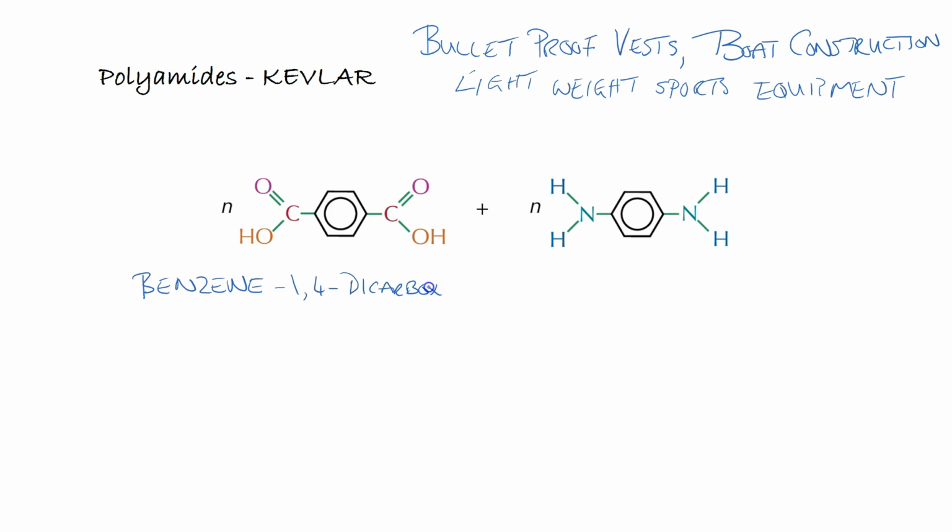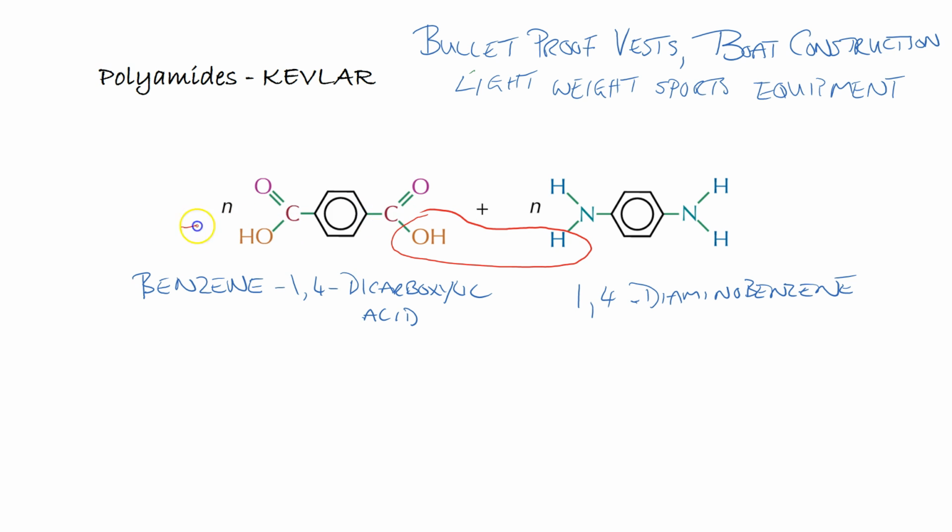1,4-dicarboxylic acid, and this time we're reacting it with a benzene ring, but this time it's the 1,4-diamino benzene. Again, as we've seen with the other reactions, we form a condensation reaction with the OHs and the hydrogens, and per repeating unit, once again, we produce 2 water molecules.